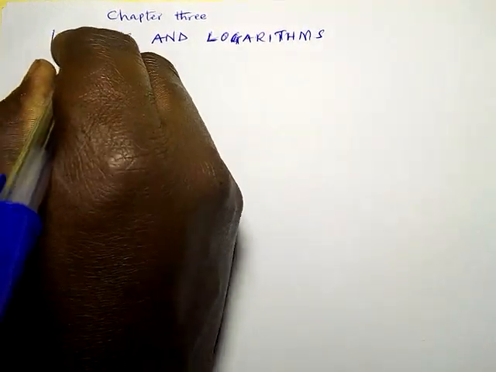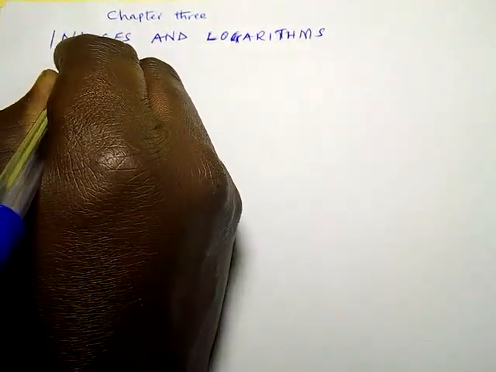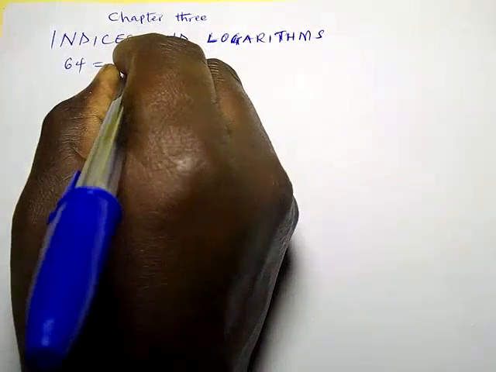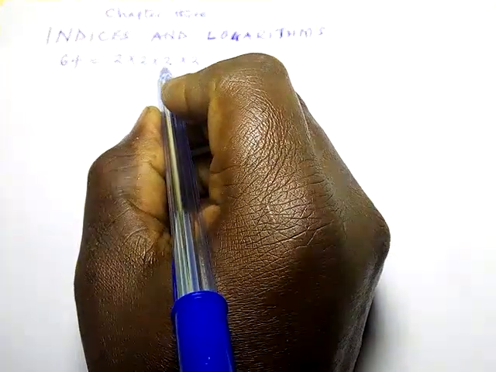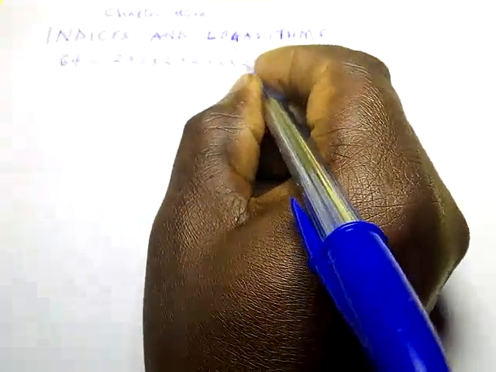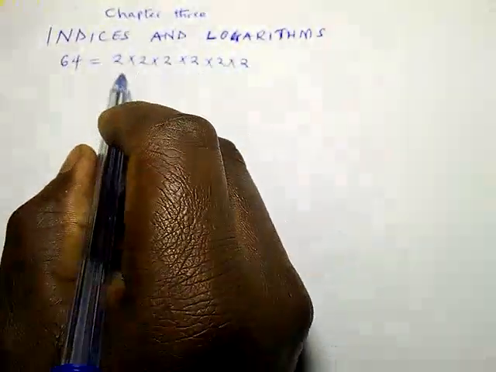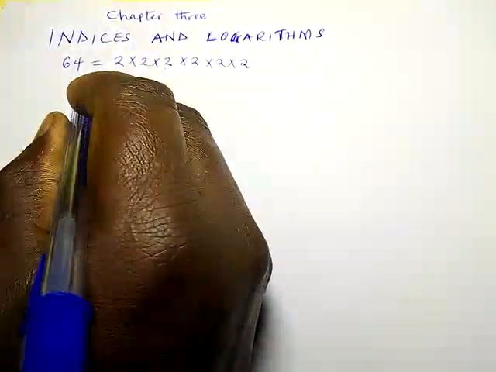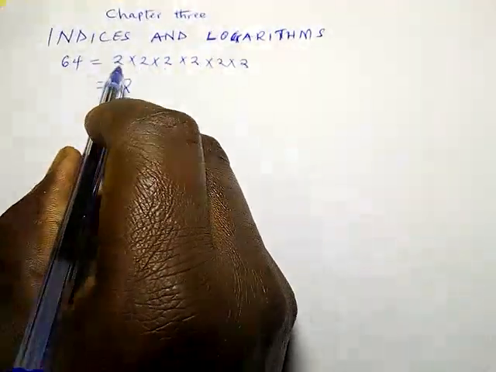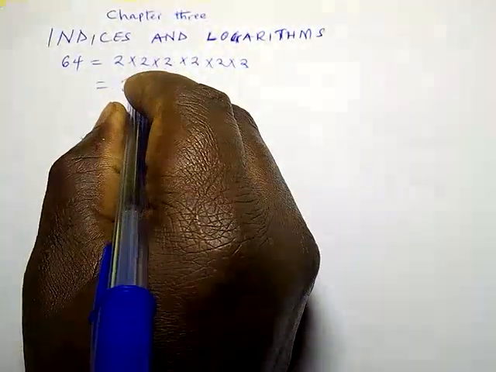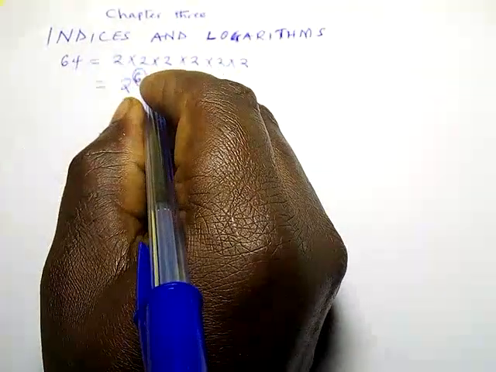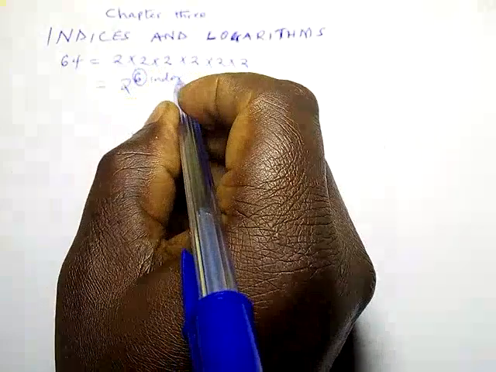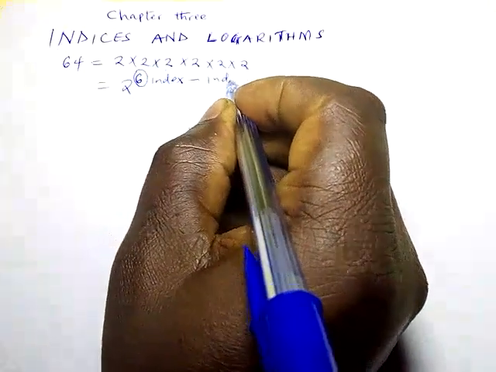For example, if I have 64 equal to 2 times 2 times 2 times 2, that is 8 times 2 times 2, right? But because this is 2 repeating itself, I can write this as 2 raised to power 6. So this one is what we call the index. And the index in the plural, they are called indices.